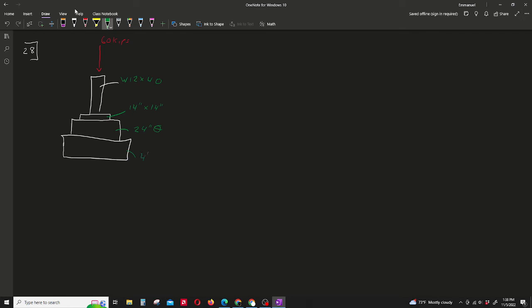And this is 4 foot by 4 foot. All right, and we got to find a bearing stress. Bearing stress under each of the 4 elements.